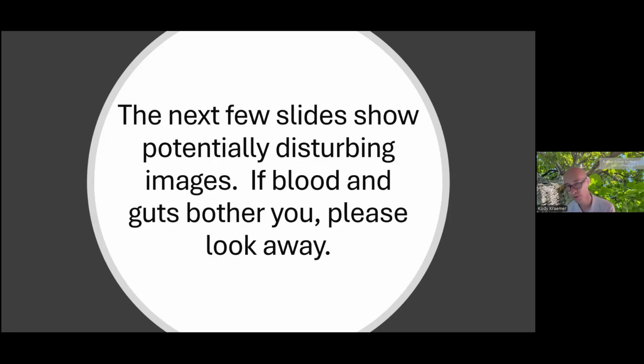Okay, so here's your warning. If you're eating lunch and or don't like gory images, please look away. I will give you a heads up when we're done with these nasty, gruesome photos. Okay, so that's your warning.